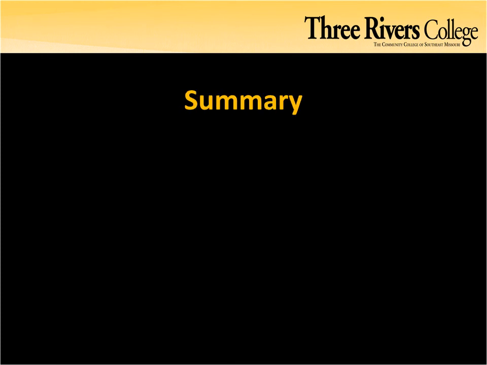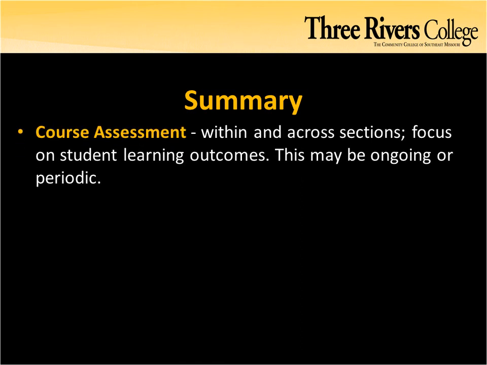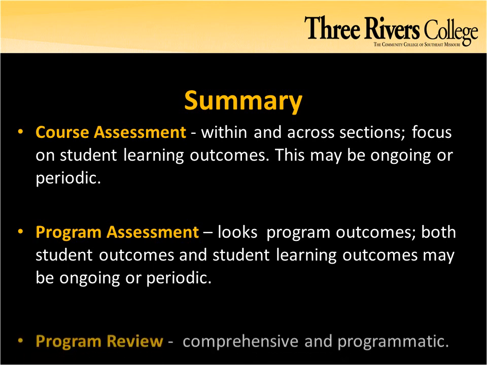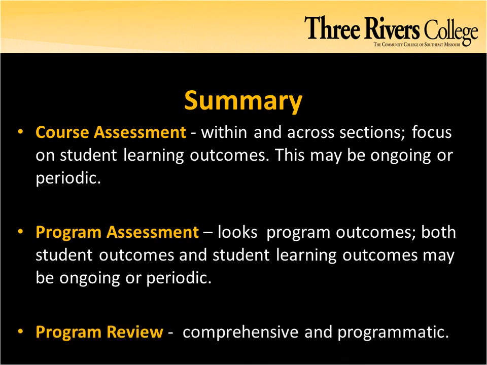As has been mentioned, we do assessment at different levels for different purposes. We do course assessment within and across sections of courses. Here we might be focusing on specific student learning outcomes, and it may be ongoing or periodic. We also do program assessment, and this looks at program outcomes, both the student outcomes and student learning outcomes. This may be, again, ongoing or periodic. And thirdly, we do assessment at the program review level, and this is comprehensive and programmatic.